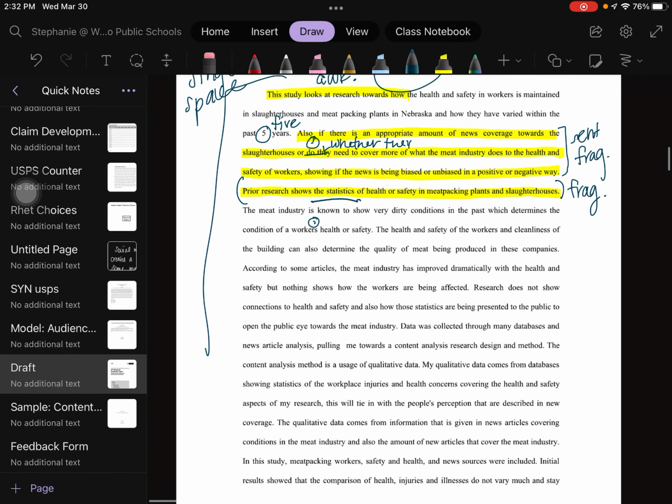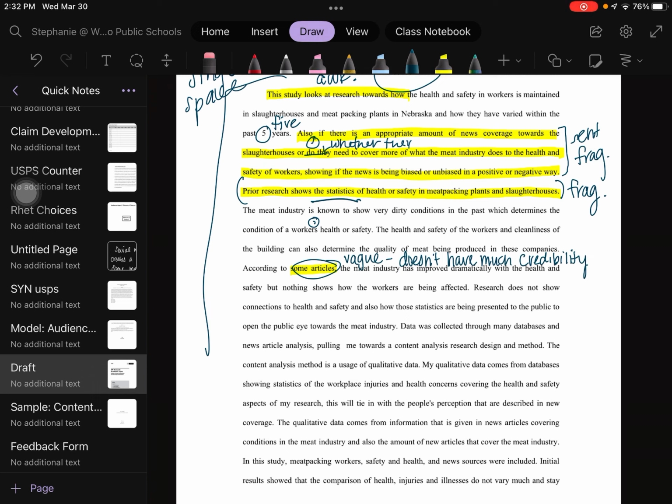So far in this abstract, they've kind of gone about building in the context of the issue it's set. According to some articles, the meat industry has improved dramatically with health and safety, but nothing shows how the workers are being affected. I think this expression, some articles, is really kind of vague. I might discourage them from using that particular phrase. And so again, if I'm going to ask them to reconsider it, I'm going to highlight it. Because just saying according to some articles, it doesn't have much credibility. So I'll even add that as a note so they can see why I highlighted it.